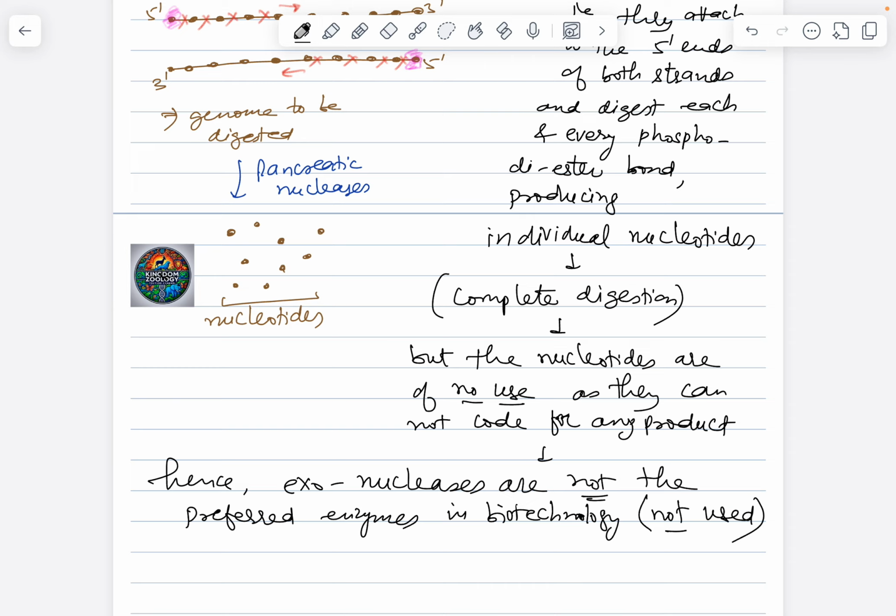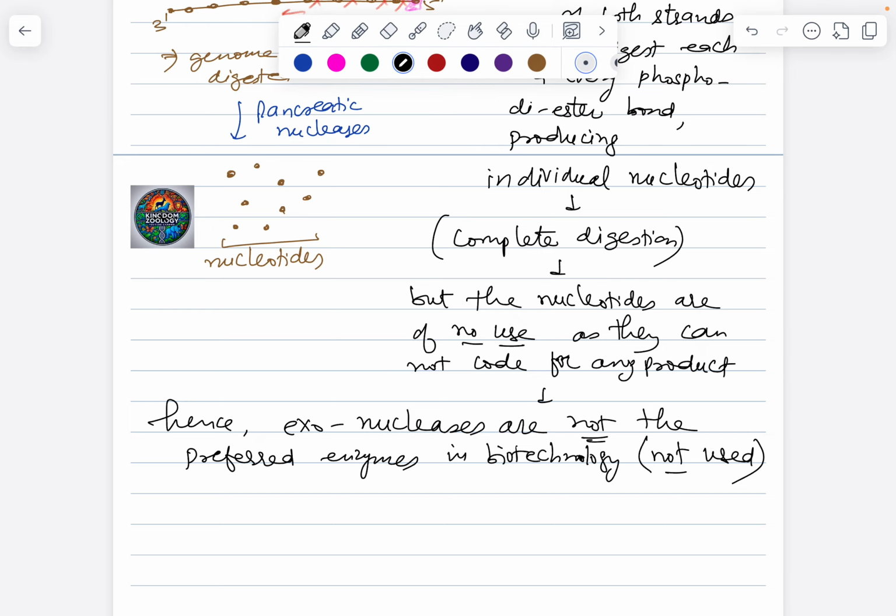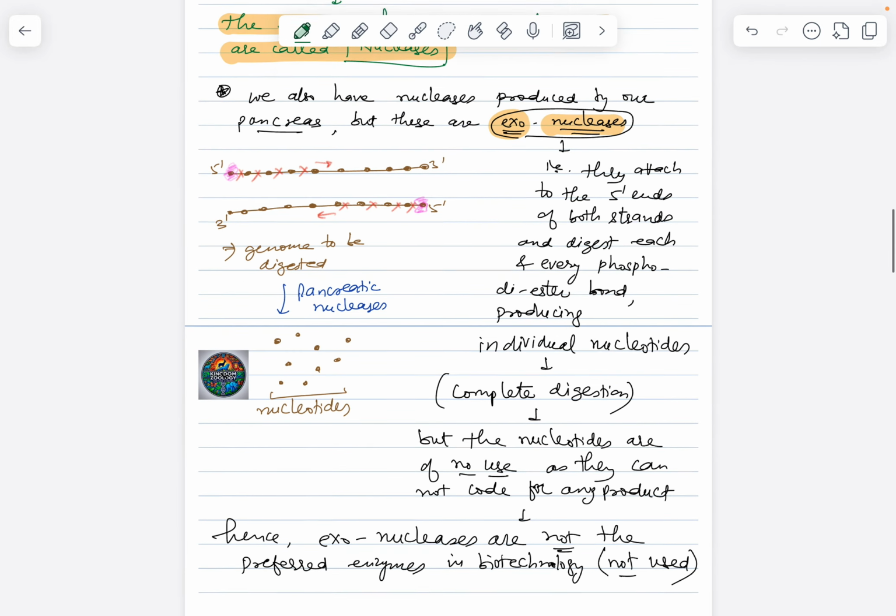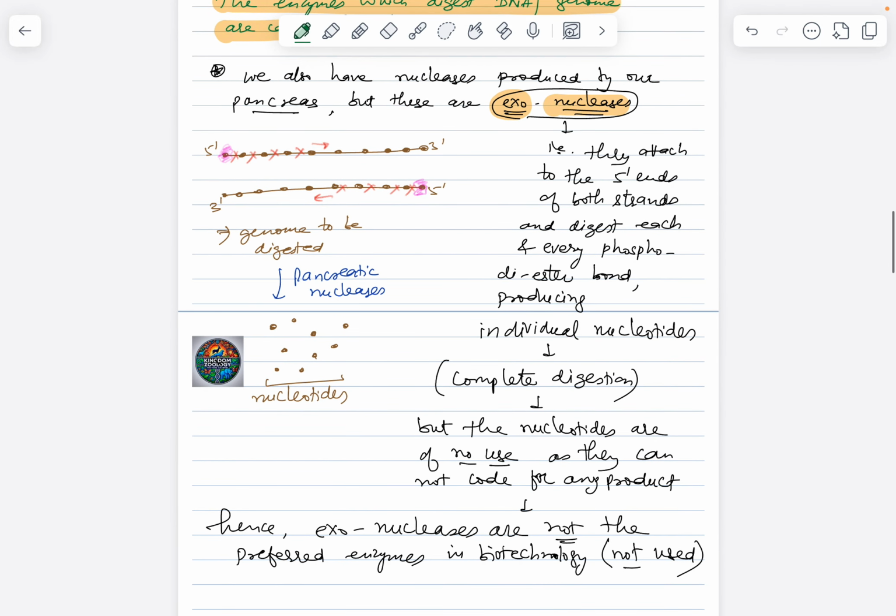Not used at all. Because we don't want to break down the genome into nucleotides. We wanted to break it down into small gene fragments. Okay, so this tells us that I had an option of using some enzymes which I could have obtained from my own body, but then they are ruled out. Those enzymes are not to be used. Okay, what should I use then? I have to find some other enzymes. If exonucleases can't be used, I have to find some other enzymes.